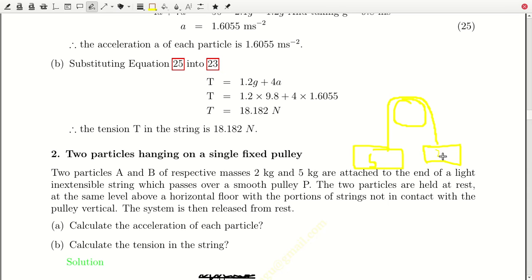So obviously the heavier particle will pull the lighter one, because the 5 kilogram particle, the one of weight 5g, is heavier than the one of weight 2g. So now if you release, motion will take place. The 5g particle will move downwards, whereas the 2g particle will move upwards. So let us first of all begin by making a sketch.